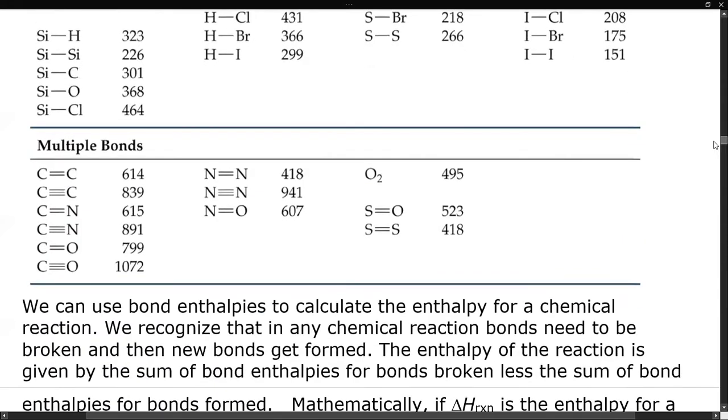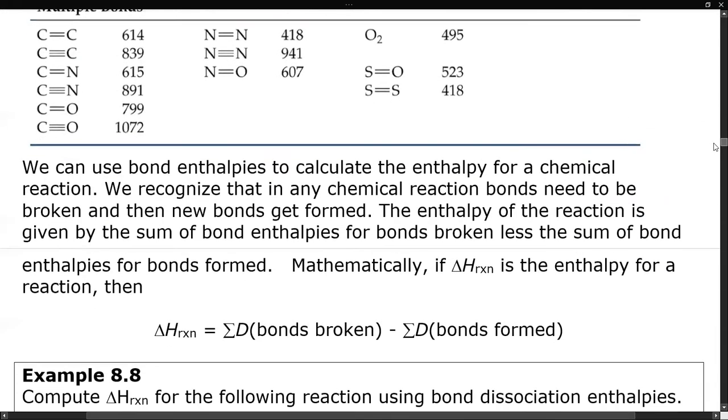For multiple bonds, you can certainly see that they're higher. Multiple bonds are stronger. There's O2, because O2 kind of hangs out as a gas. It's a little different. We can use these enthalpies to calculate the enthalpy of a reaction. Mathematically speaking, we take the bonds broken and subtract the bonds formed. Bonds are broken on the reactant side and formed on the product side. So that's a little bit different than what we did in the thermodynamics chapter, and you need to keep that straight in your head.